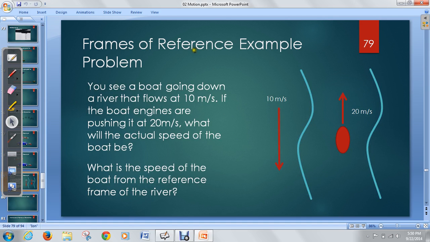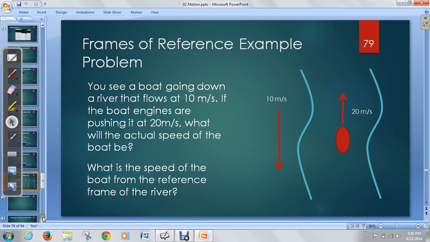So if you're answering this problem for participation, or if you're watching this podcast for participation, answer this problem below. You see a boat going down the river that flows at 10 meters per second. If the boat engines are pushing at 20 meters per second, what will the actual speed of the boat be in your frame of reference?